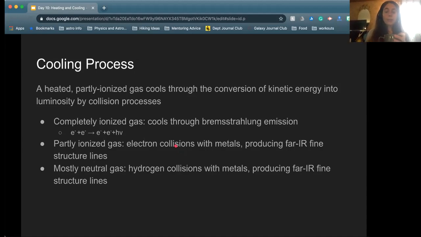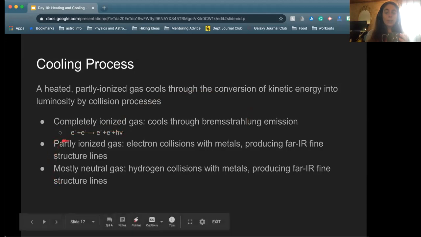What the cooling is kind of depends on where you are. So if you're in a completely ionized gas, you're going to have a lot of free electrons and protons. So most of your cooling is going to be done through Bremsstrahlung emission, which is the free interactions of electrons. As these electrons bump into each other, occasionally some of that kinetic energy is converted into light that'll be carried away in the form of Bremsstrahlung radio emission. So that's if you're in a completely ionized gas.